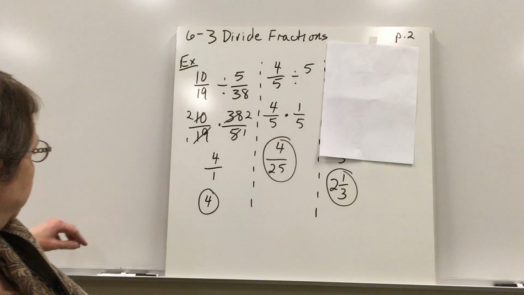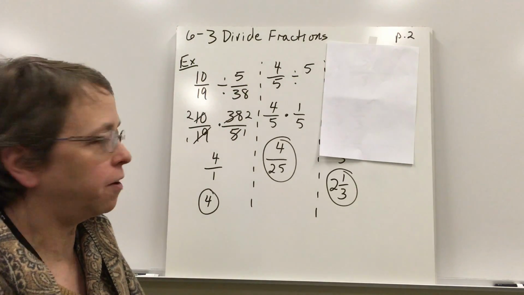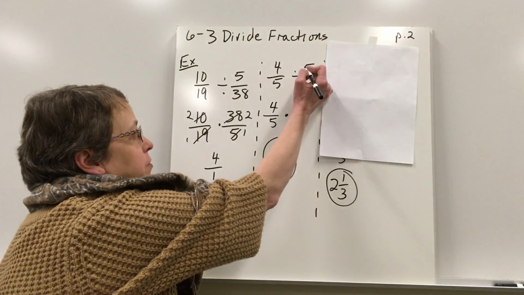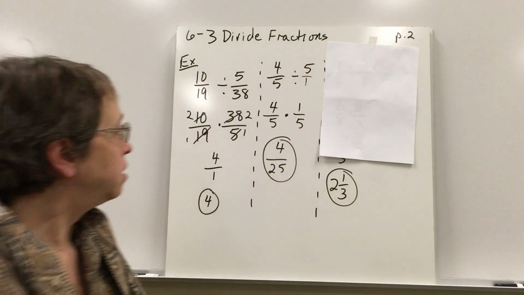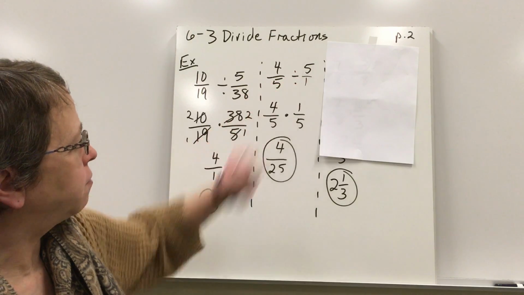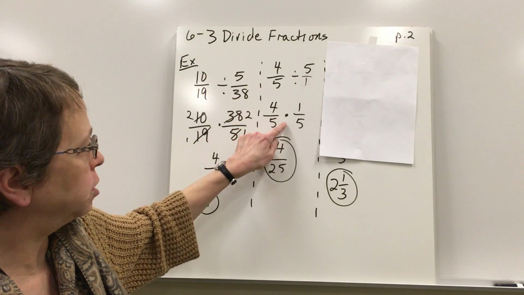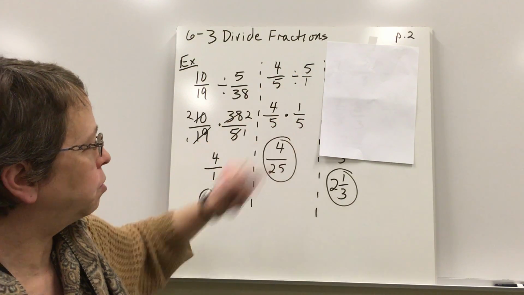I have my problem, 4/5 divided by 5. I'm going to make that 5 into a fraction. I'm going to force it to be a fraction right from the start. So put it over 1. So 4/5 divided by 5 over 1. Keep my first fraction the same. Change my division to multiplication. 5 over 1 becomes 1 over 5.